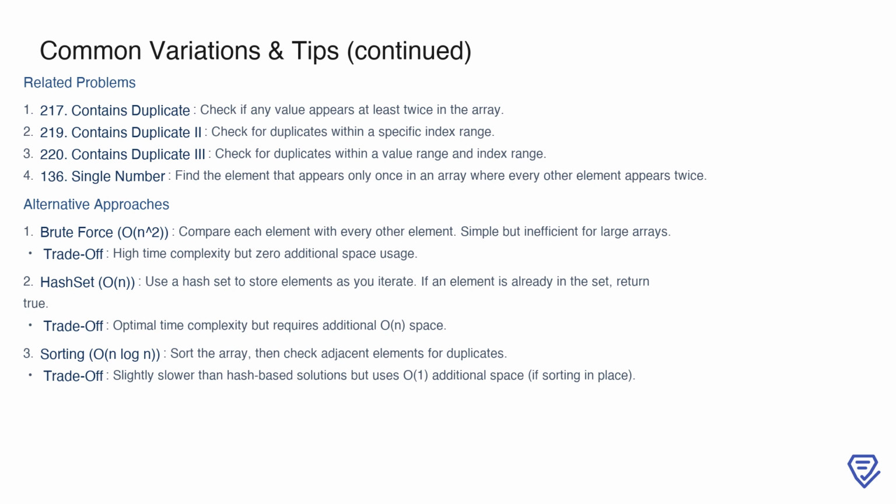Another approach is sorting the array, which reduces space requirements to O(1) if done in place. After sorting, you only need to check adjacent elements for duplicates. This method is slower than hash-based solutions, with a time complexity of O(n log n), but it's a viable alternative when conserving memory is a priority.